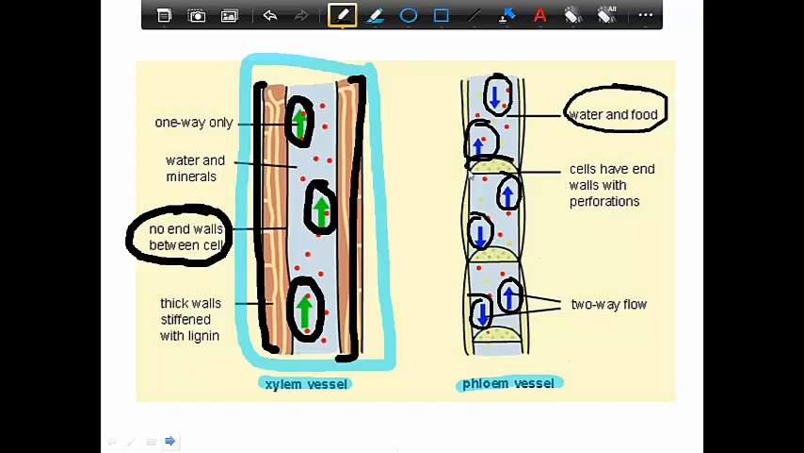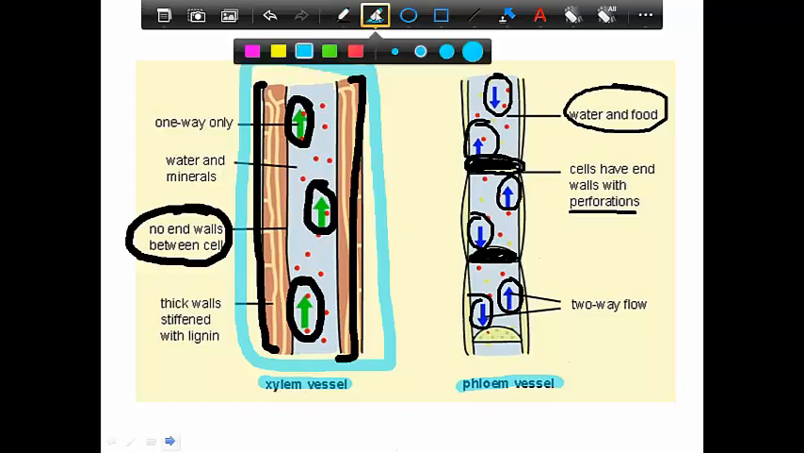There are little end walls between the cells here. So one right here, one right here, with little holes between them so that the sugar can flow through. And you can see on the sides we do have some companion cells. Okay, down here and down here. Helping to control the flow of the sugar through that phloem.